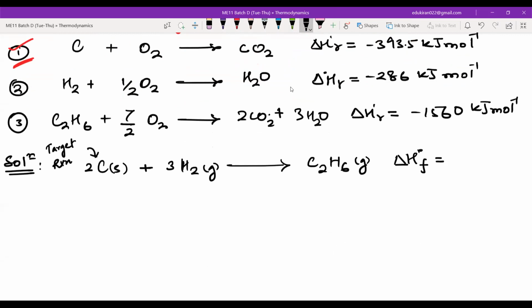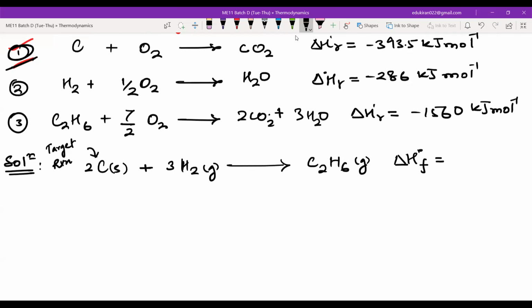What is common? Carbon. Only carbon, right? I'm asking about the first reaction. Can you read the first reaction? Only in the first reaction. Only carbon, right? Yes, sir.